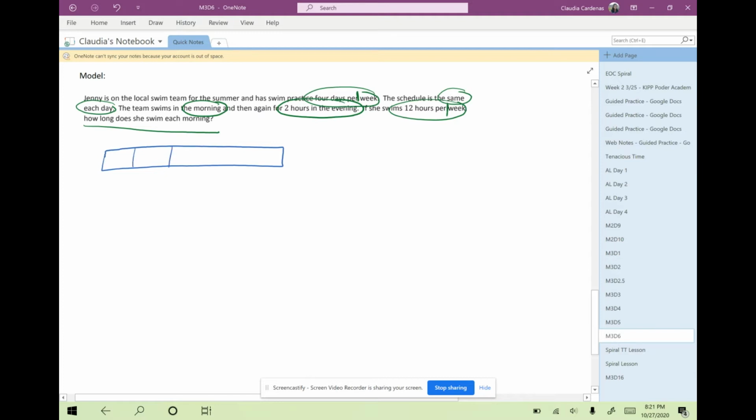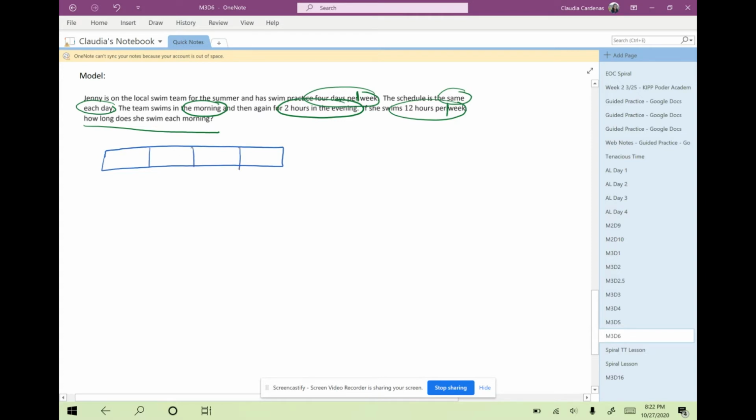So 1, 2, 3, and 4. All right, now the second sentence says that the schedule is the same each day. So our boxes should also be equal sizes to show that they are the same. So mine aren't really. Let me see if I can make them a little more even.